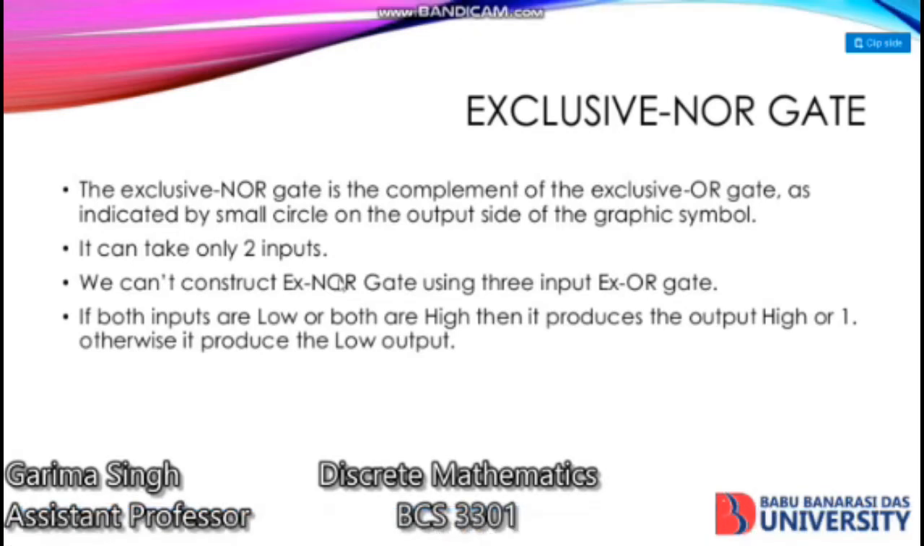And in the same way, we have a XNOR gate. The exclusive NOR gate is the complement of the exclusive OR gate, as indicated by a small circle at the output of the plus sign. It can only take two inputs, as I have already told you. We can't extend the XNOR gate to three or more inputs. If both the inputs are low or both the inputs are high, then it produces the output high or 1. Otherwise, it produces the output low.